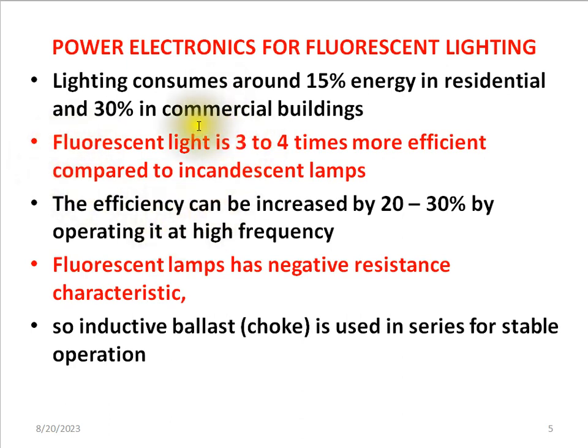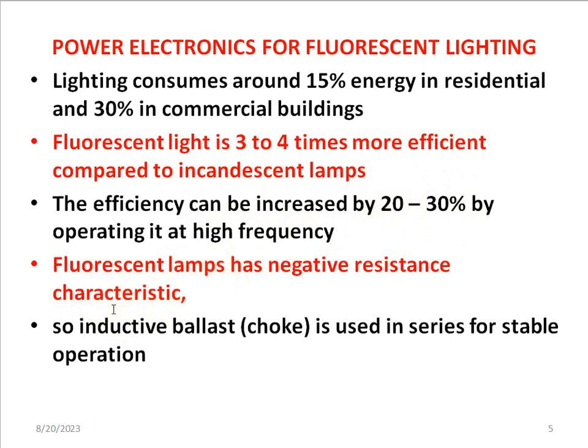The efficiency of these fluorescent lamps can be increased by around 20 to 30% if we operate them at a very high frequency, because we know the fluorescent light is connected directly to our AC, which is at a frequency of around 60 Hertz in other countries. In Nigeria it is 50 Hertz. But if we increase the frequency, that is where the application of power electronics comes in. If we increase the frequency to a high value, the efficiency can be increased by 20 to 30%.